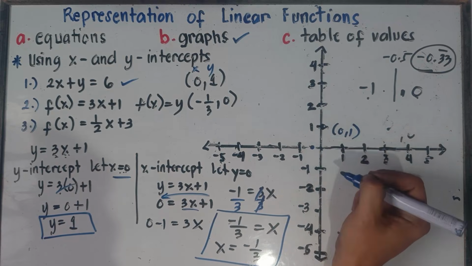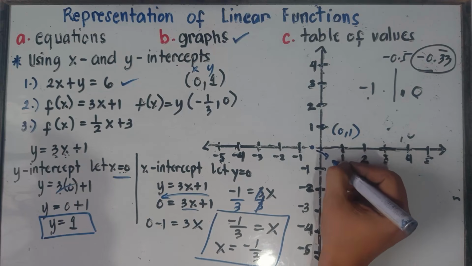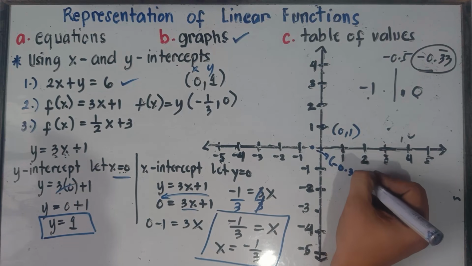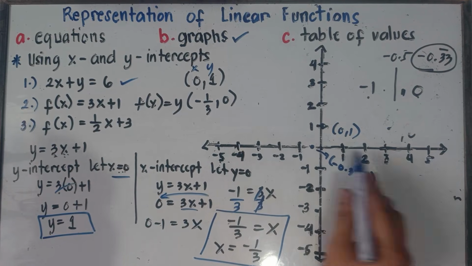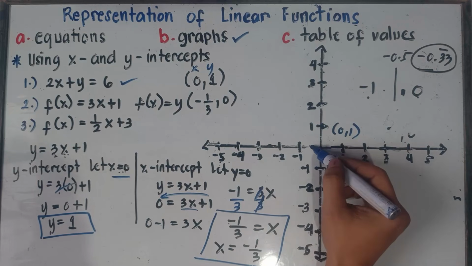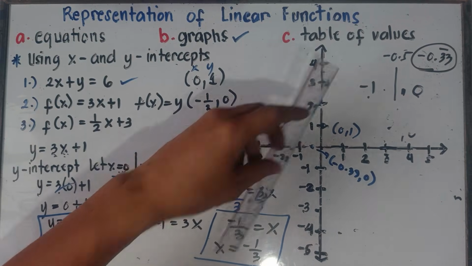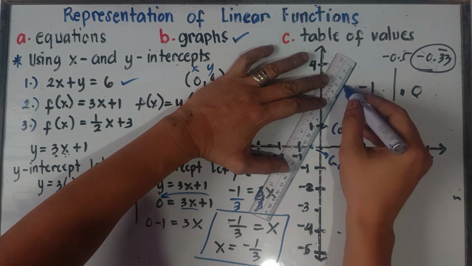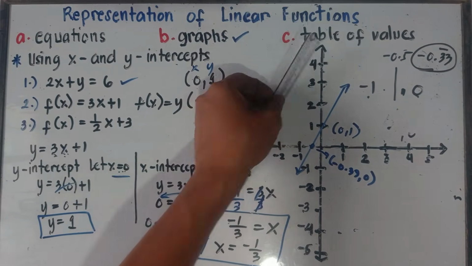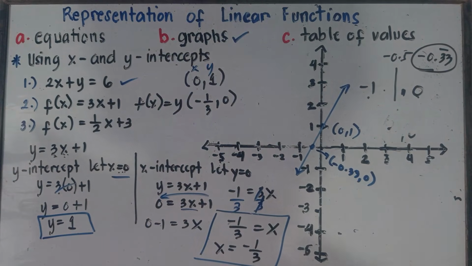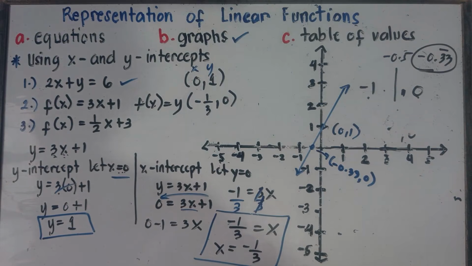So this will be negative 0.333 for x, and y is 0. Then simply connect the points, put an arrow, and you're all set. That's it, class. That's the answer with regards to example number 2.